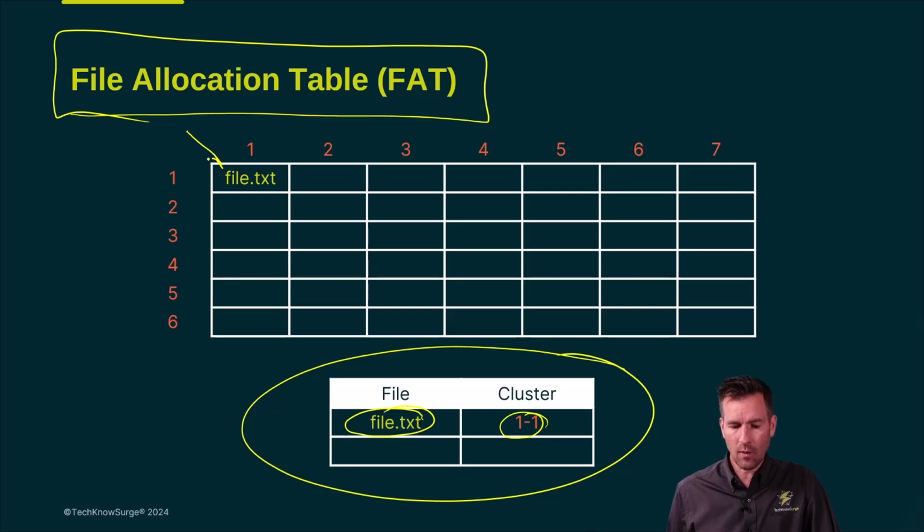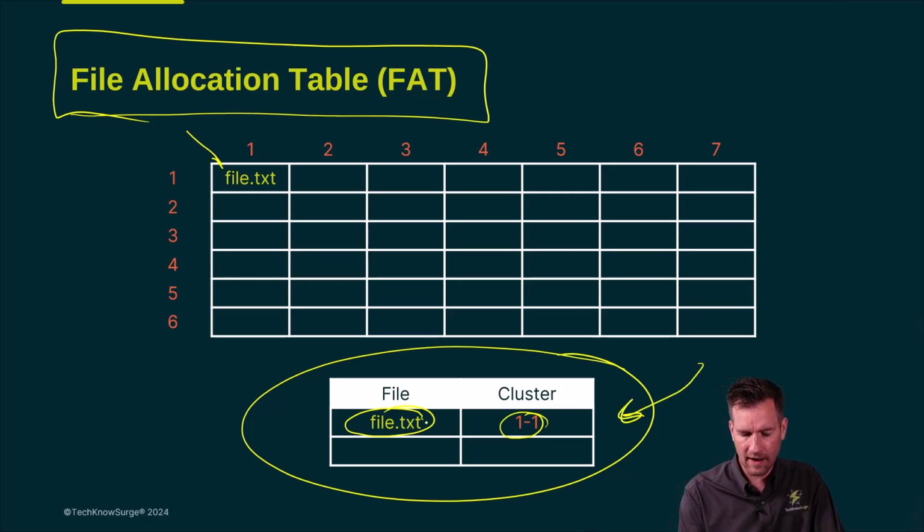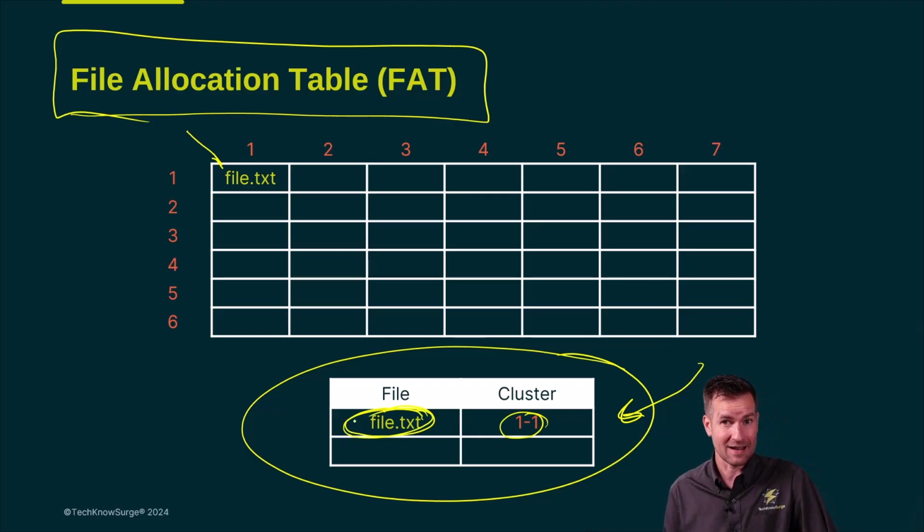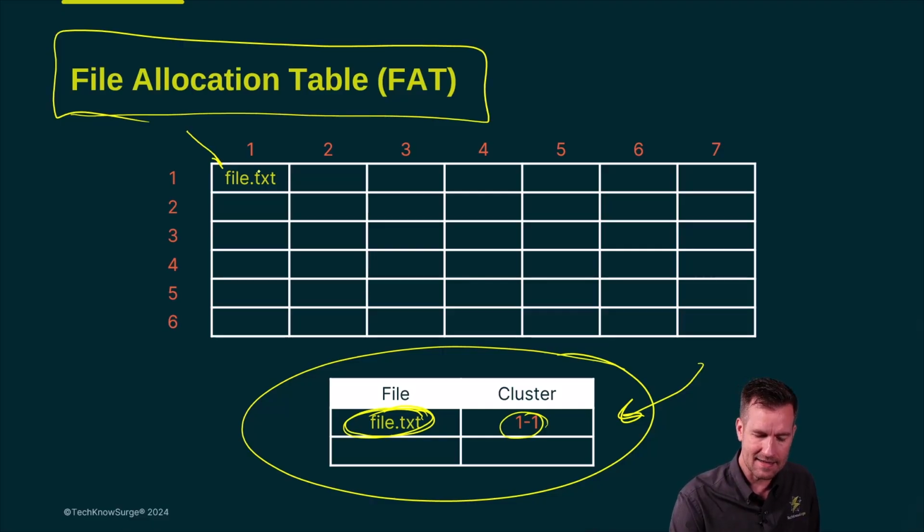Now all we have to do is take a look at this table right here, do a search for file.txt, or your operating system does the search, and sees the cluster and then is able to access this file in 1-1, load it into RAM, so now you have access to it.